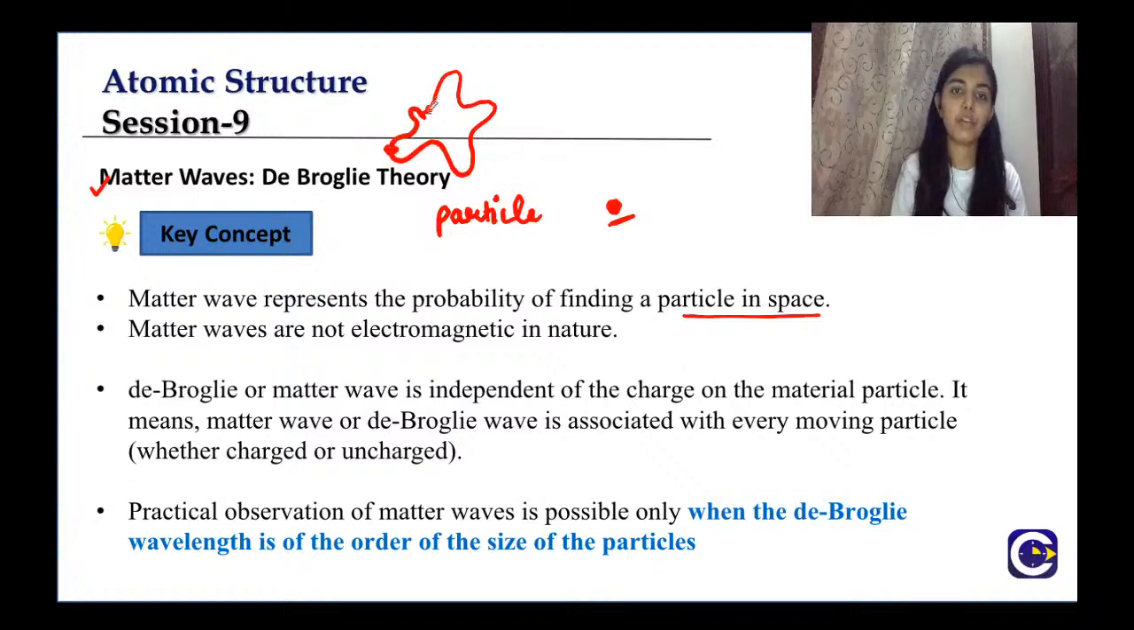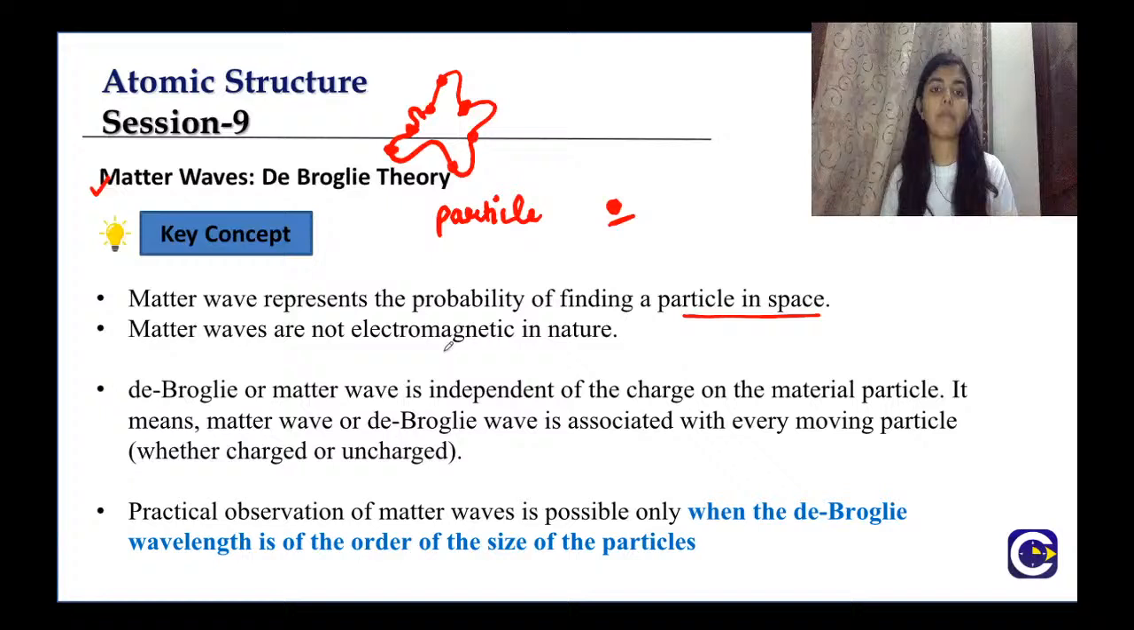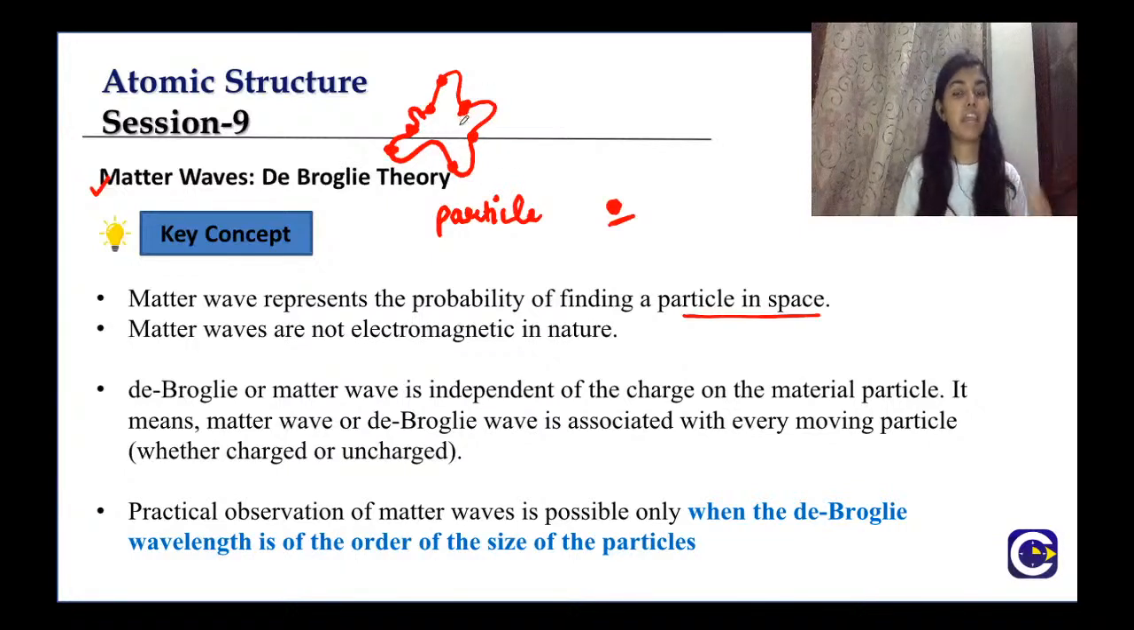The particle can be here also, here also, here also. So the probability concept was extended in the quantum mechanical model. For the time being, you can say that if you consider the particle nature, 100% the particle is present here. But if you consider the wave nature of matter, you cannot specify where the electron is certainly present. Rather, you can just represent the probability of finding that particle in space.